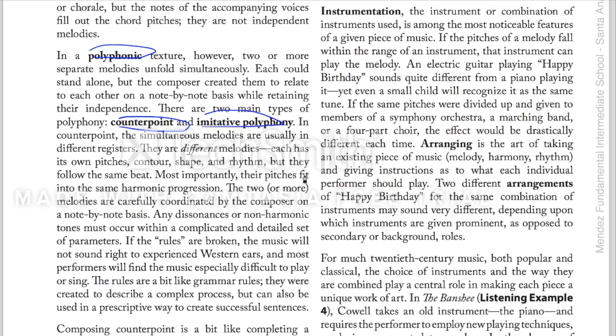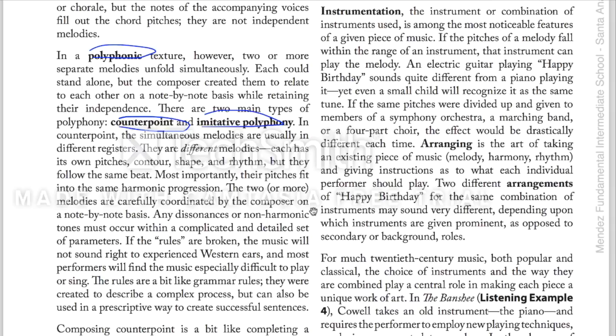There are different melodies, each has its own pitches, contour, shape, and rhythm, but they follow the same beat. Most importantly, their pitches fit into the same harmonic progression. The two or more melodies are carefully coordinated by the composer on a note-by-note basis. Any dissonances or non-harmonic tones must occur within a complicated and detailed set of parameters. If the rules are broken, the music will not sound right to experienced Western ears, and most performers will find the music especially difficult to play or sing.